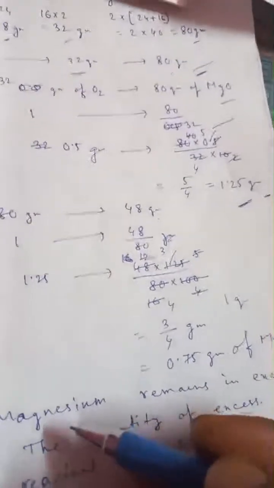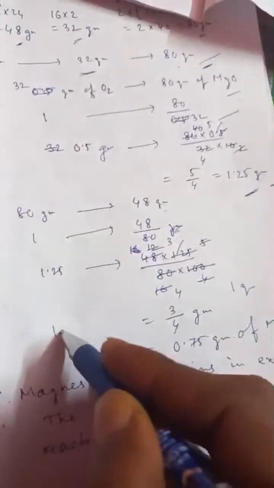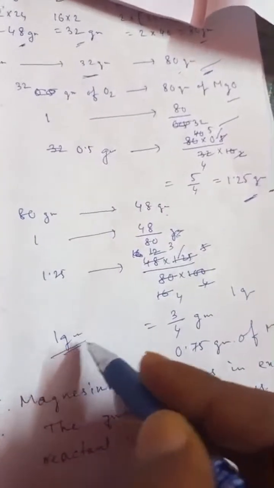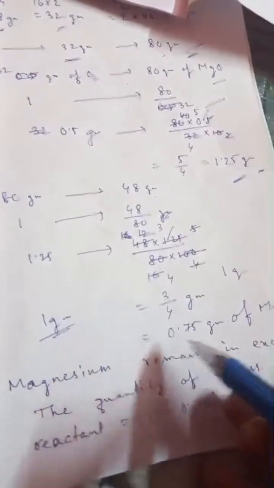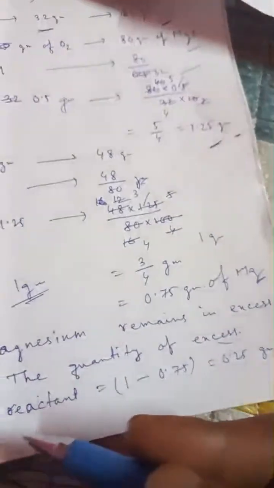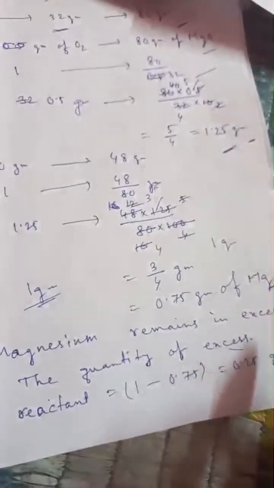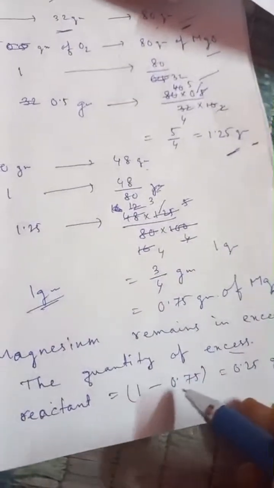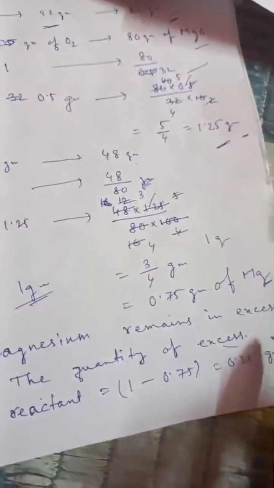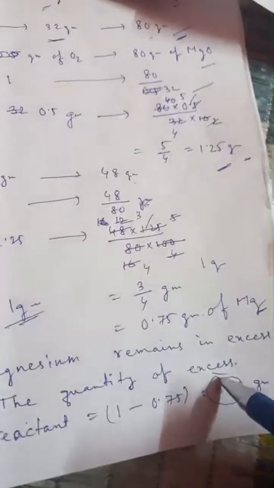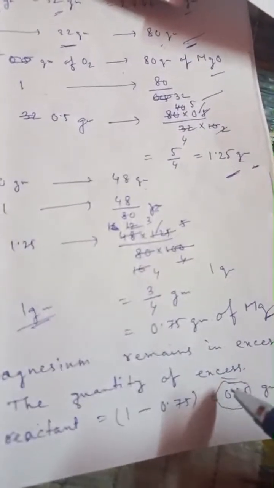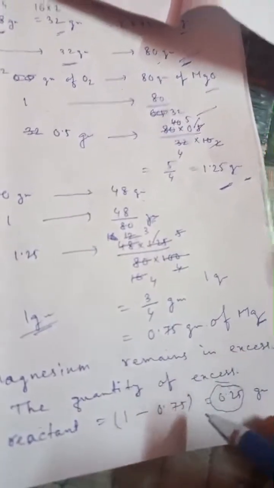But in the closed vessel there was 1 gram of magnesium. So we can see that magnesium is the excess reactant, and the excess quantity will be 1 minus 0.75, which is 0.25 gram. So this amount of magnesium will remain in the closed vessel. This cannot be used.